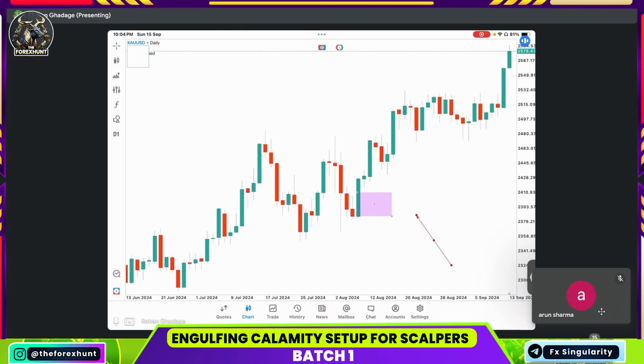We will not give a lot of importance to this type 1, type 2. We'll focus on the setup. Then we will move to the type 2 engulfing buy. This is our type 2 engulfing buy.